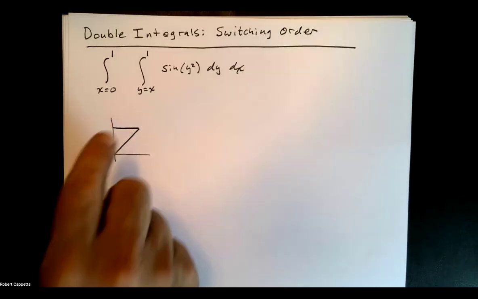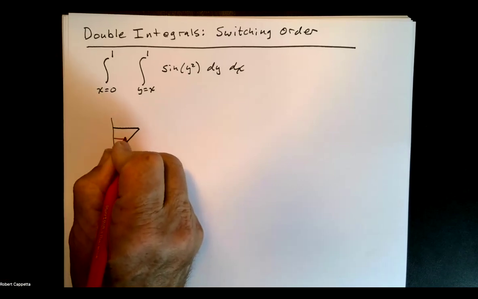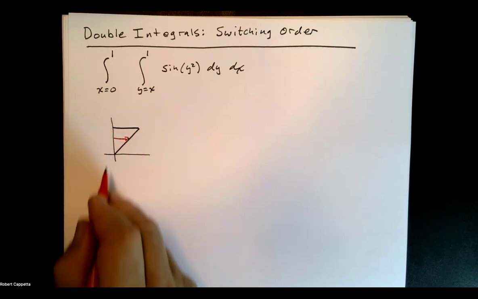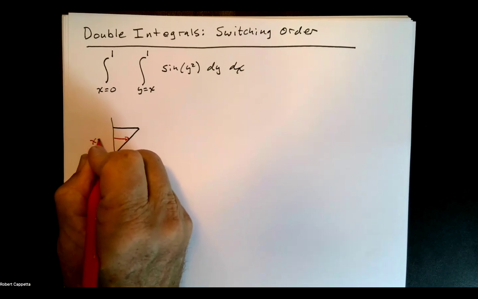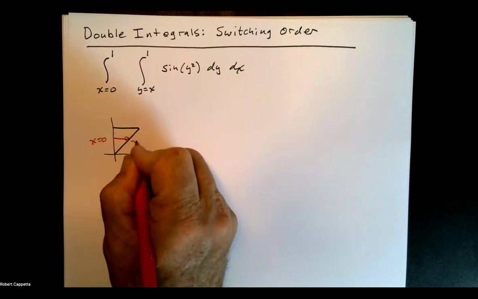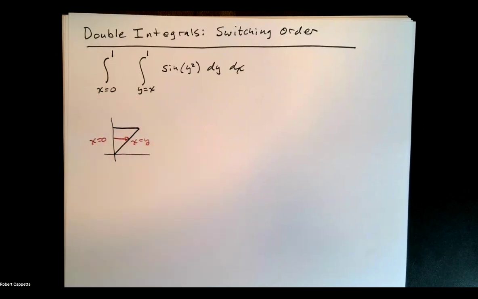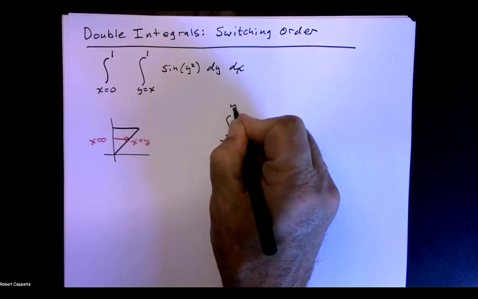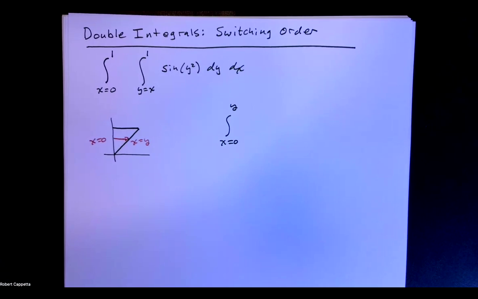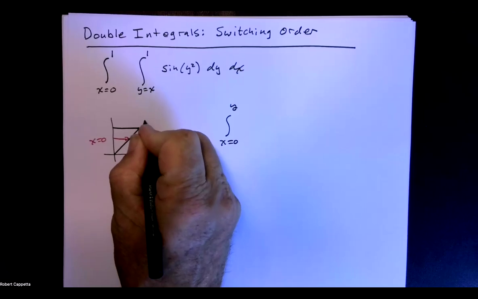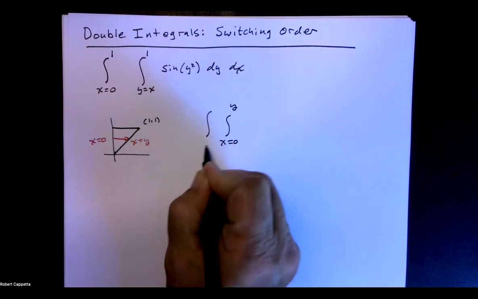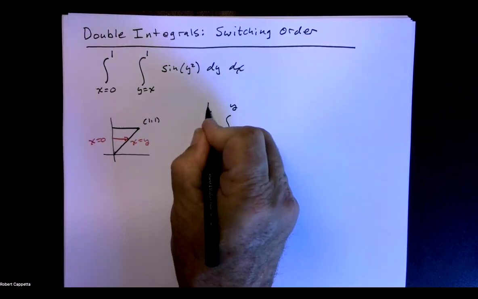So instead of going south to north, I want to go west to east. So I need to think about what these fences would be. The fence on the west is the y-axis. That's x equals 0. This was y equals x, or x equals y. So if I'm going west to east, my inner integral would be what? X starts at 0 and it ends at y. Then look at all of my possible values for y. This point here was just the point (1, 1). So the lowest y value I see is 0, and the highest y value I see is 1.